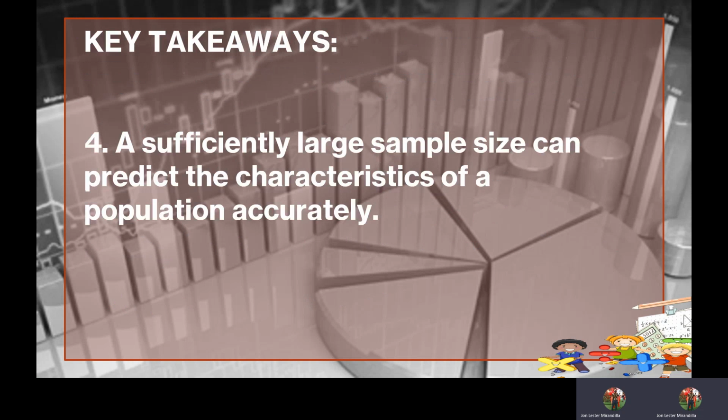Then, a sufficiently large sample size can predict the characteristics of a population accurately. So kapag lumalaki daw yung sample size natin, or yung N natin, yung mga data ay nag-approximately normally distributed yung ating mga values. Yun yung ibig sabihin dito sa ating number 4.